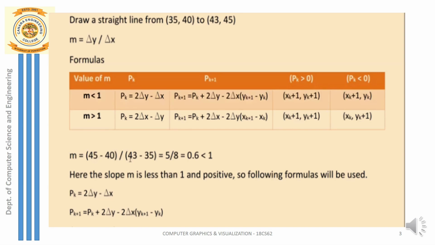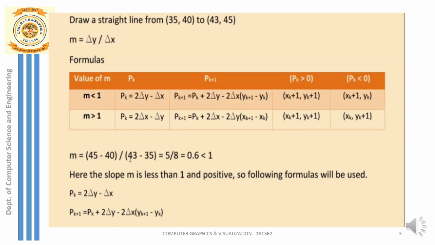First let us see an example of drawing a straight line from the endpoints given here. The first leftmost endpoint is given, that is (35, 40), and the other rightmost endpoint is given to you, that is (43, 45). With the help of those endpoints, you are supposed to draw a straight line using Bresenham's algorithm.